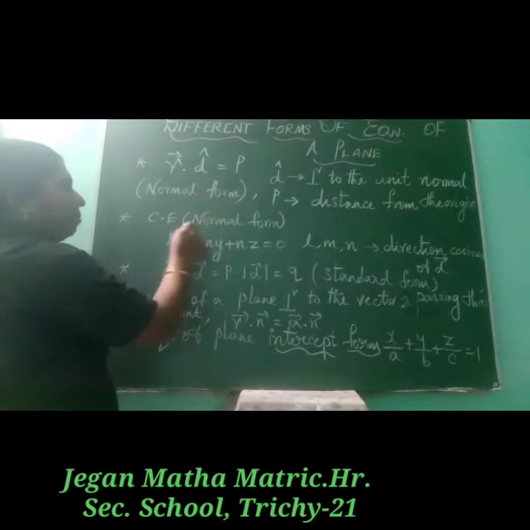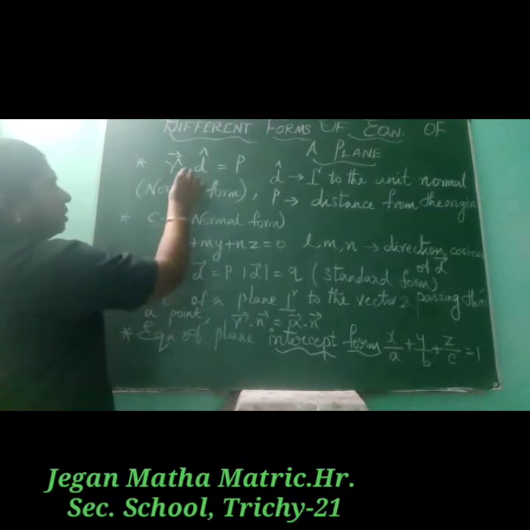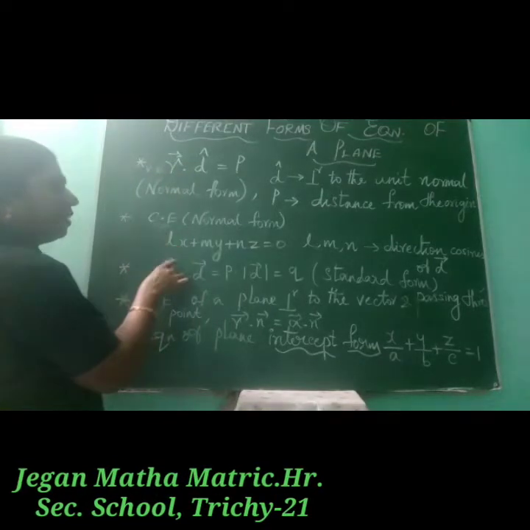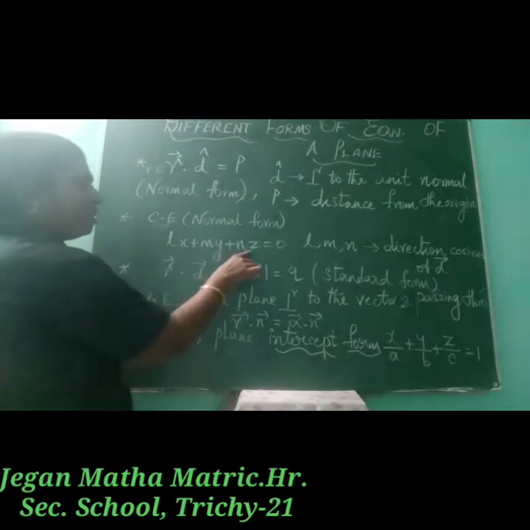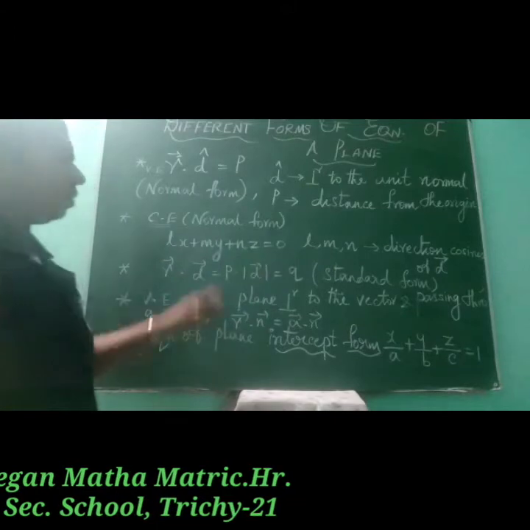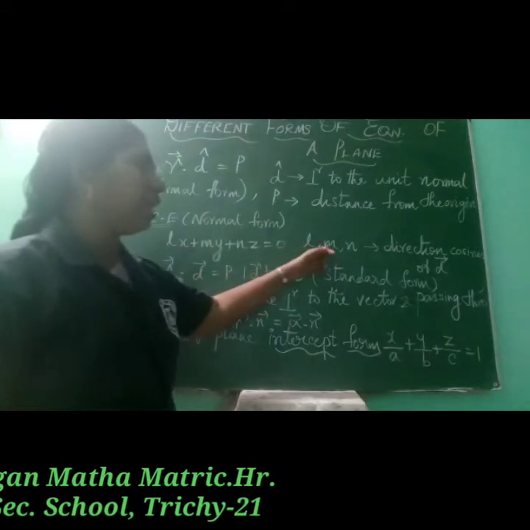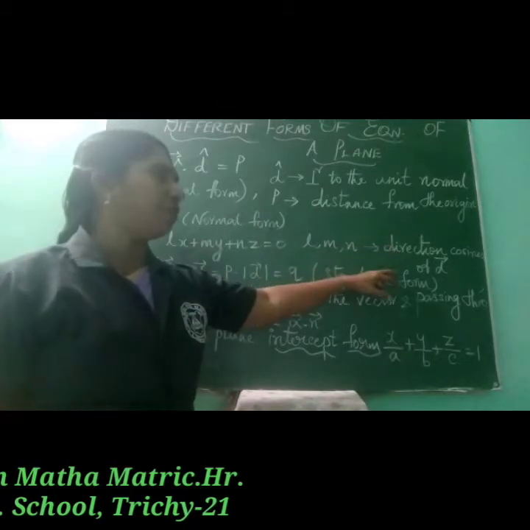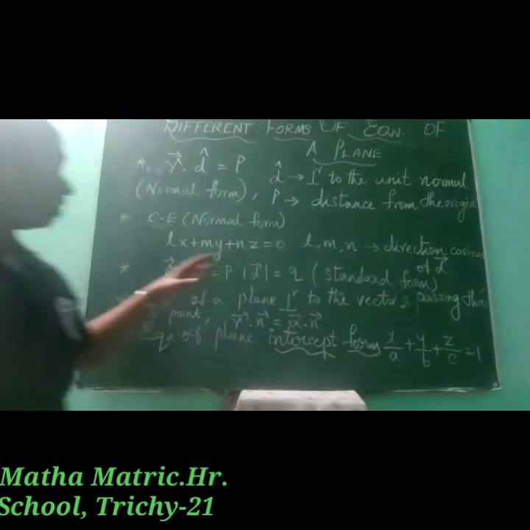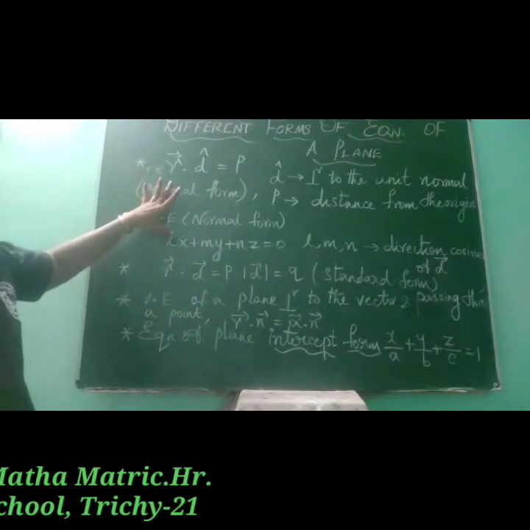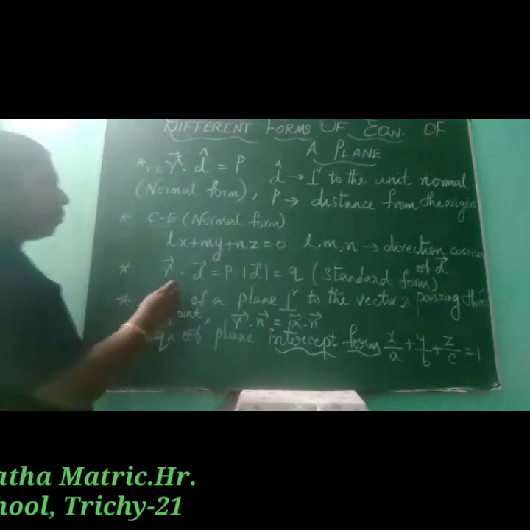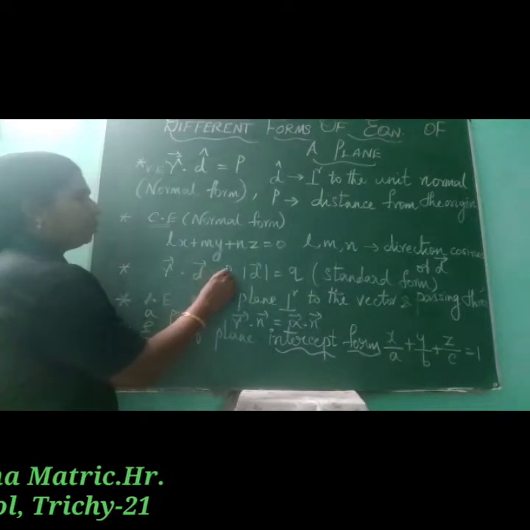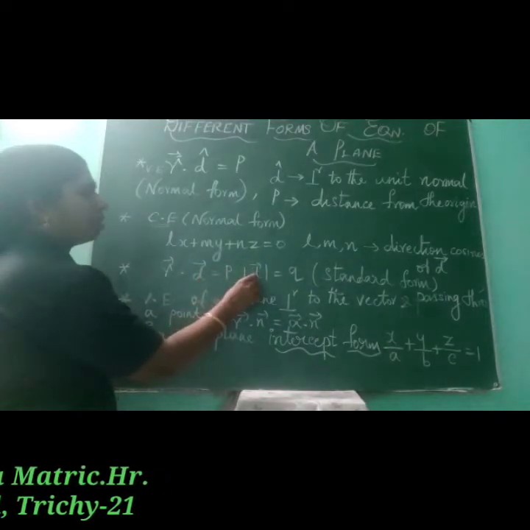The same thing, if it is Cartesian equation, this is for the vector equation. Cartesian equation means lx plus my plus nz equal to p. In this equation, l, m, n represent the direction cosines of the vector d. So, the first two formulas are normal form. And the third one, r dot d vector equal to p into modulus of d.